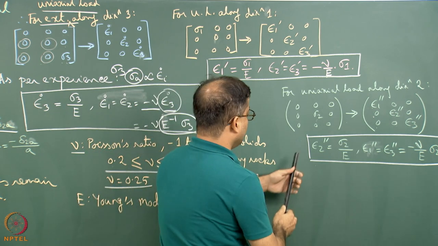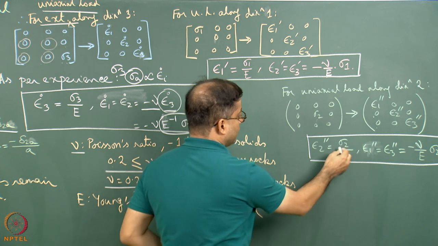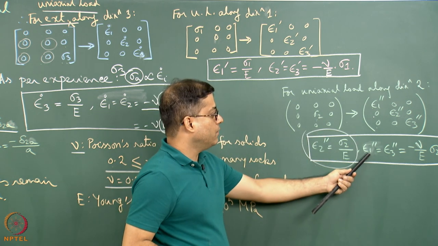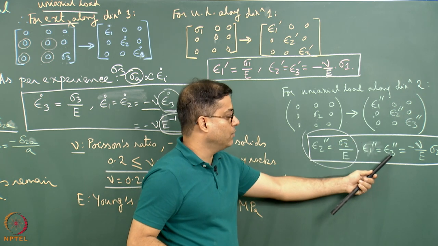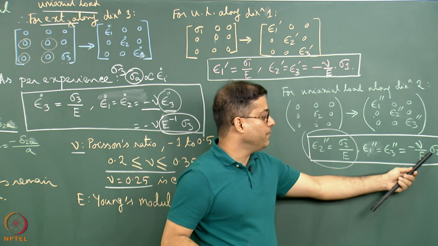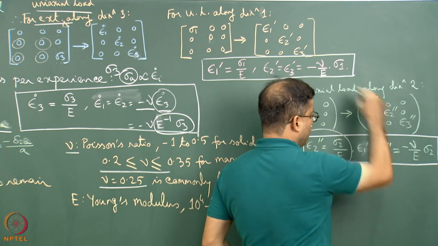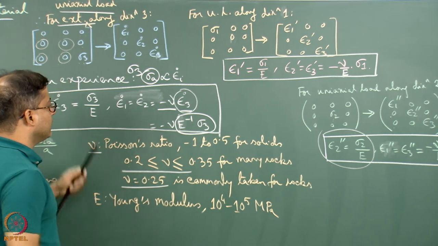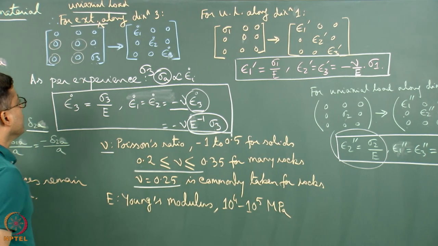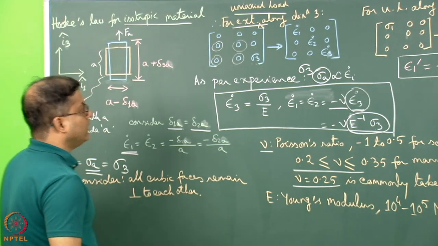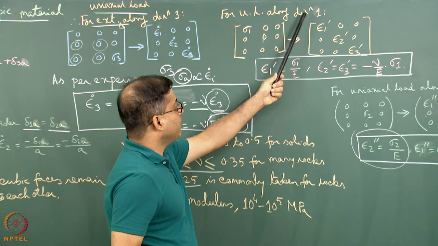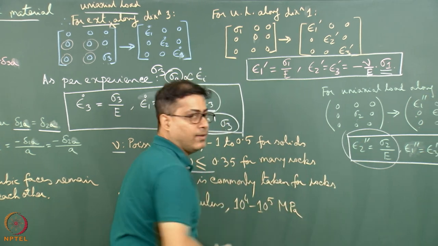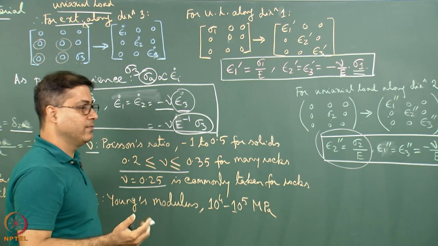So here what we can write, epsilon 2 double dash is equal to sigma 2 by E, this is coming from Hooke's law, and epsilon 1 double dash and epsilon 3 double dash will be equal to minus nu by E sigma 2. Since sigma 2 was applied, I get right here sigma 2, in this case sigma 3 was applied, so I wrote here sigma 3, and in another case sigma 1 was applied, so I wrote here sigma 1. So these equations have some sort of repetitiveness.